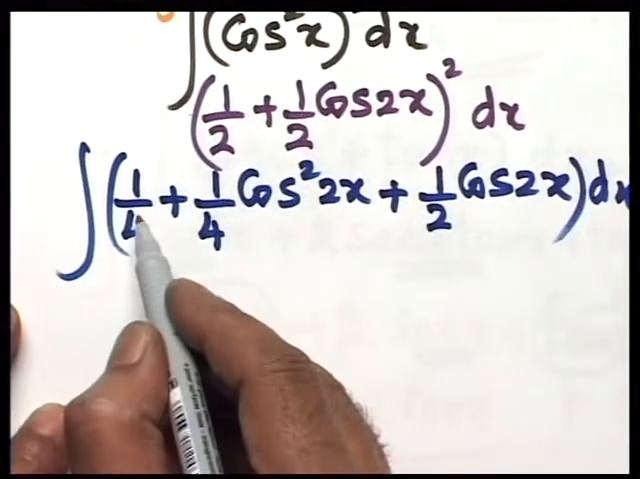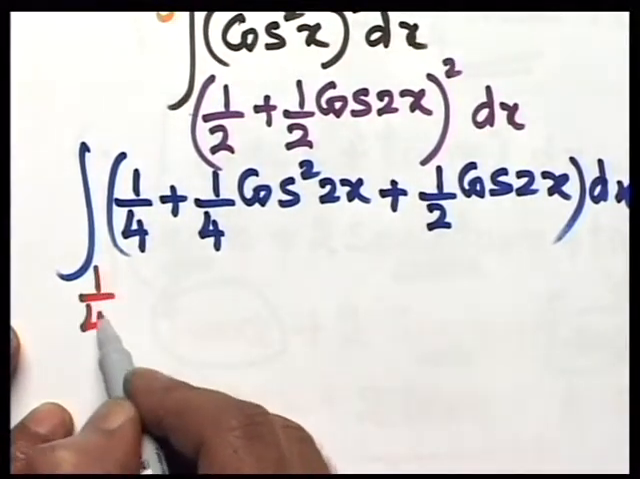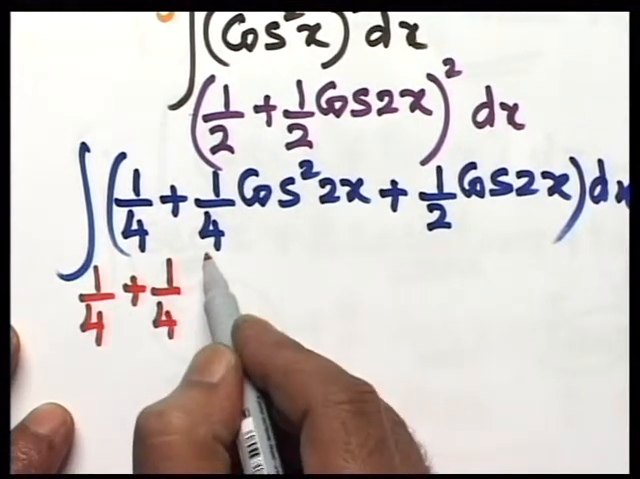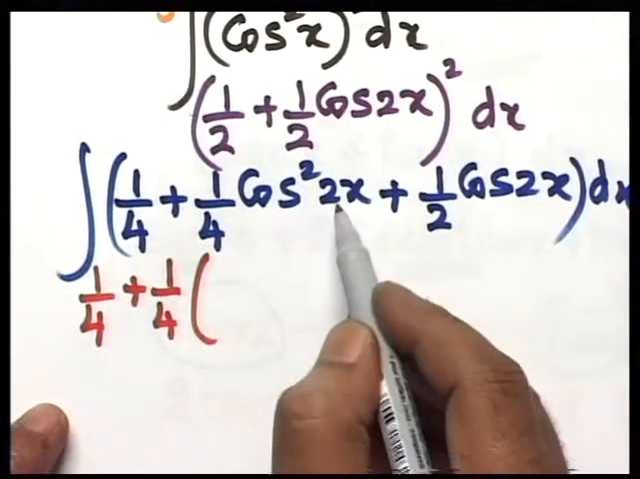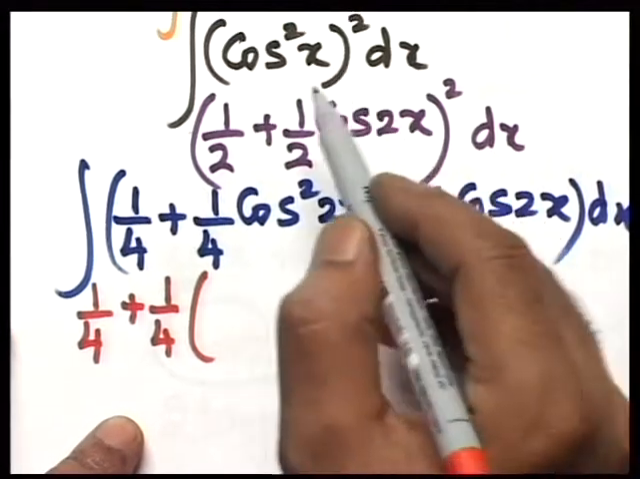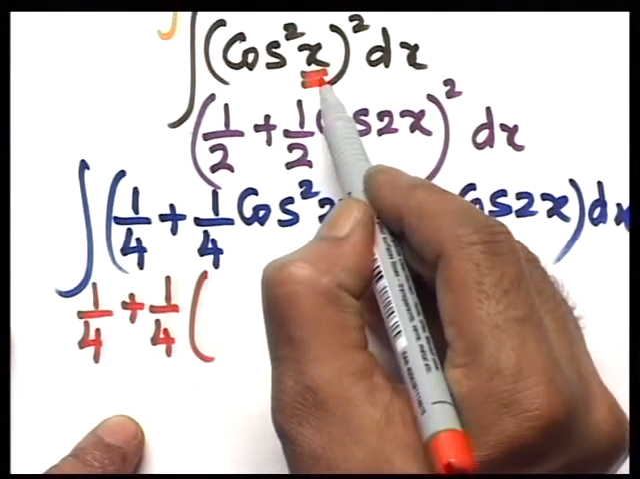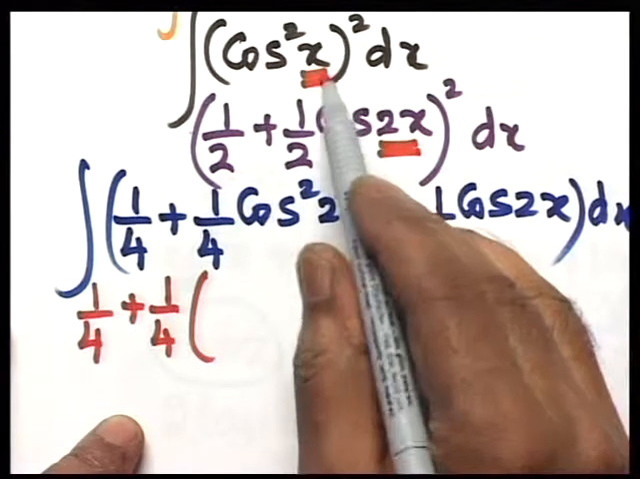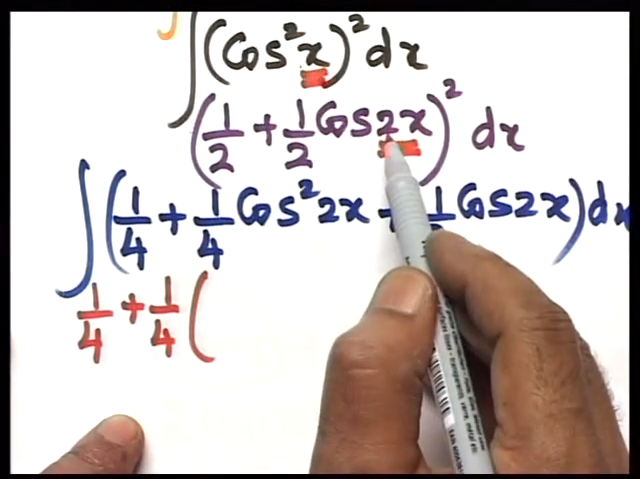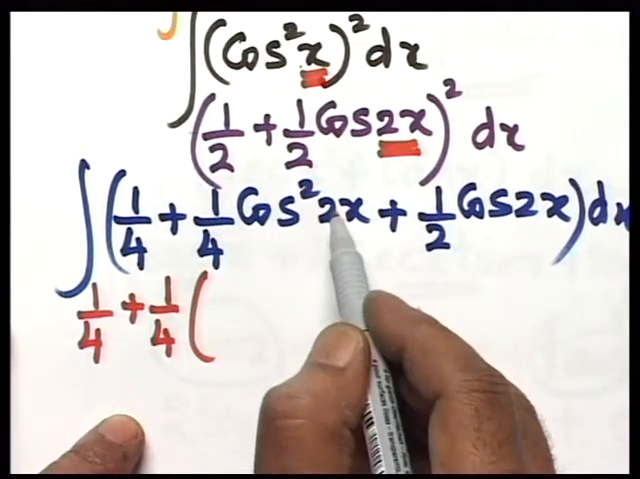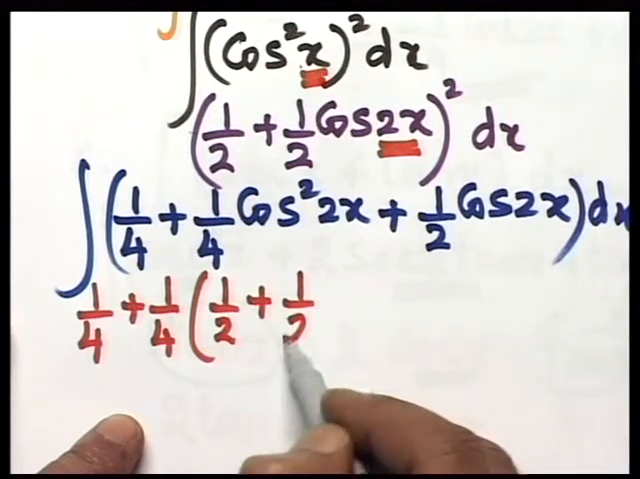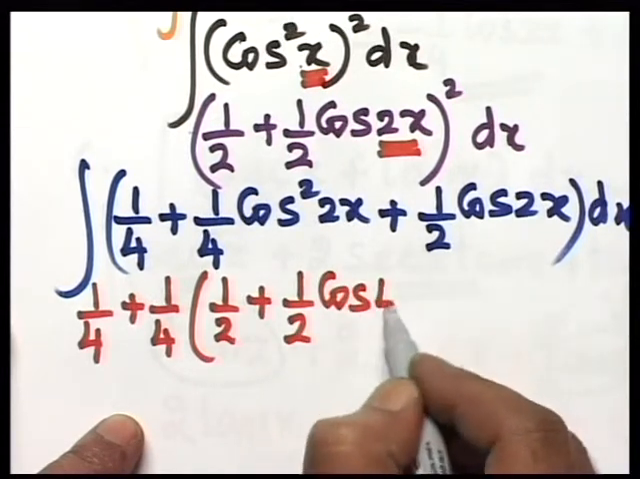So write the quarter as a quarter, and plus that quarter comes out, and inside the bracket, the cos square 2x now, we apply the same rule that we have here. But watch very carefully, if that's an x, we have a 2x here, double angle. If that's a 2x, we will have a 4x, right? So cos square 2x is half plus half cos 4x. That's what we will get.